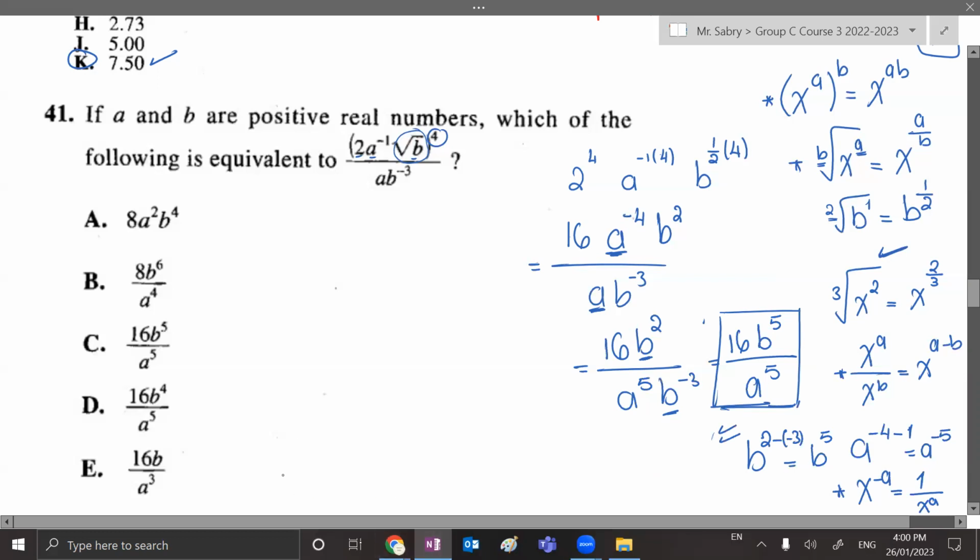Did I do anything wrong? No, it's C. Are we good?